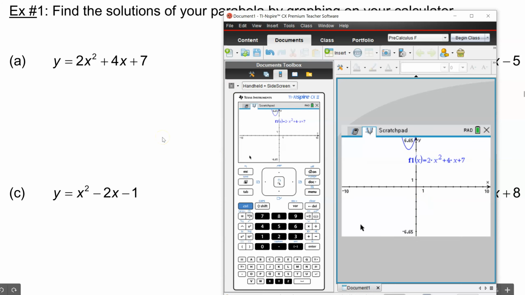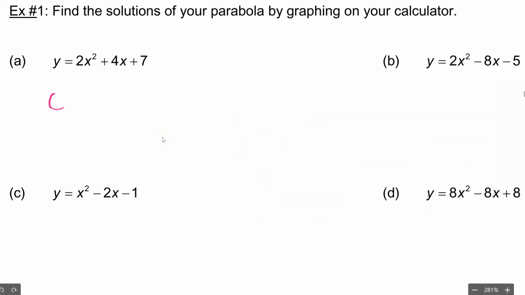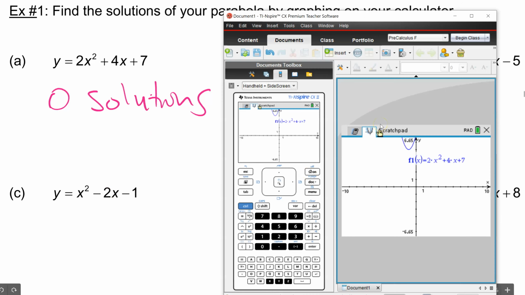So for this part A, guess what? There are no solutions. 0 solutions. It's not crossing the x-axis at all. Let's do C, just so we have one more practice, and then we'll keep going.